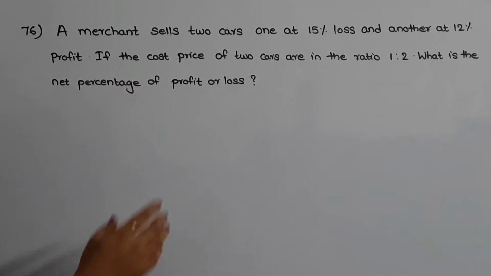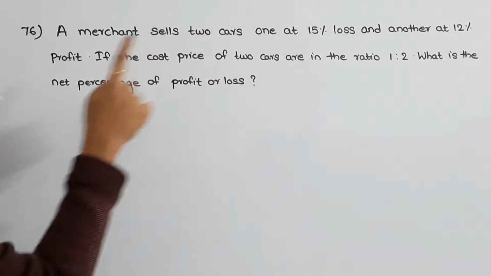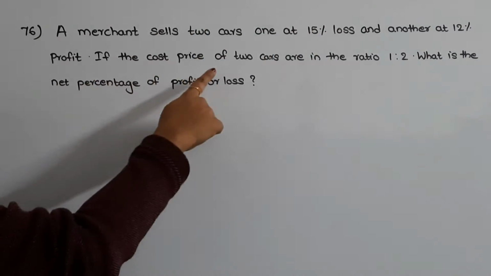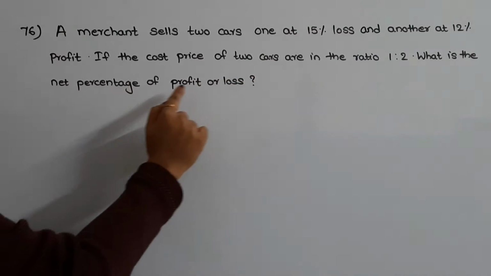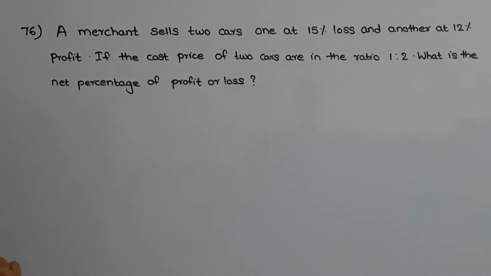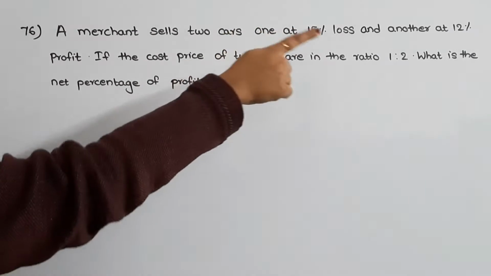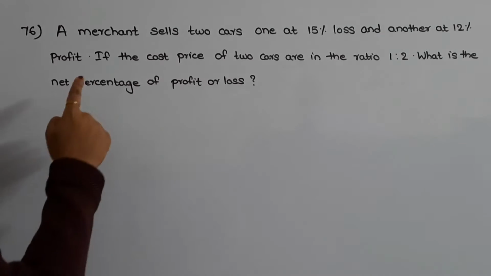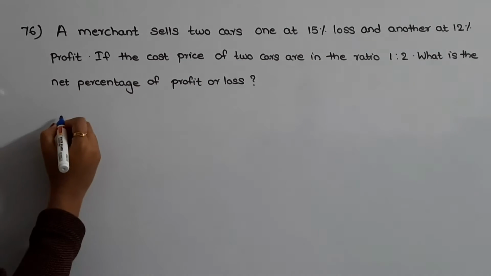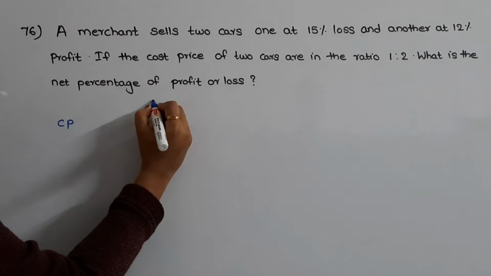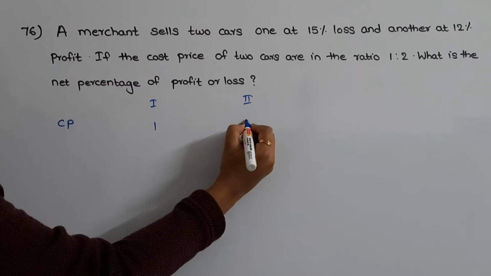The next question is, a merchant sells two cars, one at 15% loss and another at 12% profit. If the cost price of two cars are in the ratio 1:2, what is the net percentage of profit or loss? In this question, a merchant sells two cars, one at a loss and another at profit. They have given the ratio of the cost price of first car and second car as 1:2.